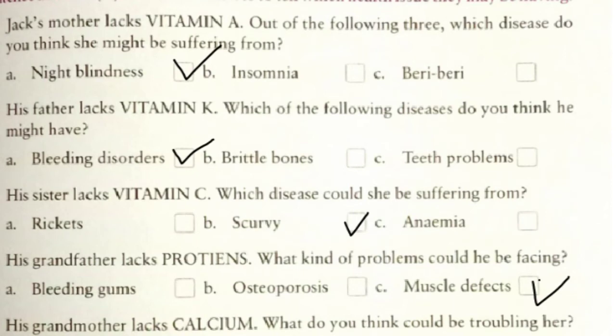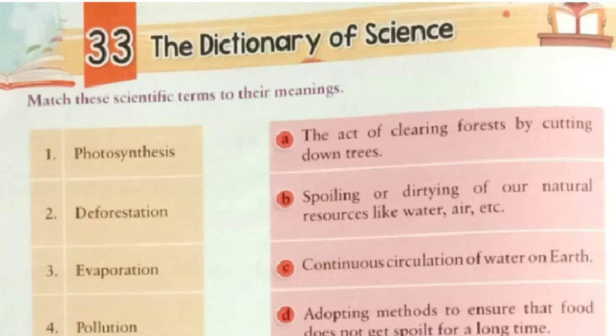Okay, now let's move to our next exercise. So scholars, here is our exercise number 33, the dictionary of science. So here you have to match these scientific terms to their meanings. As you can see, these are all terms you must have read in your social science and science.